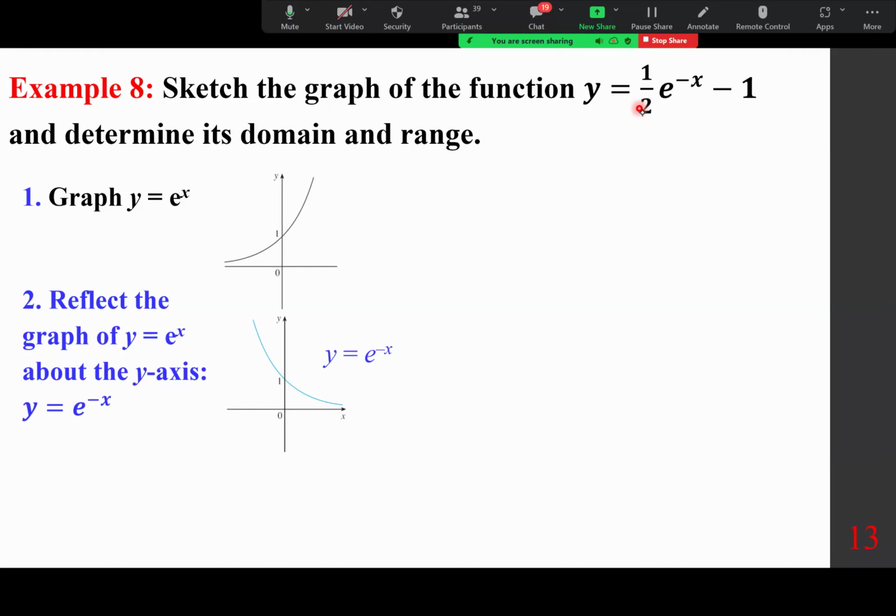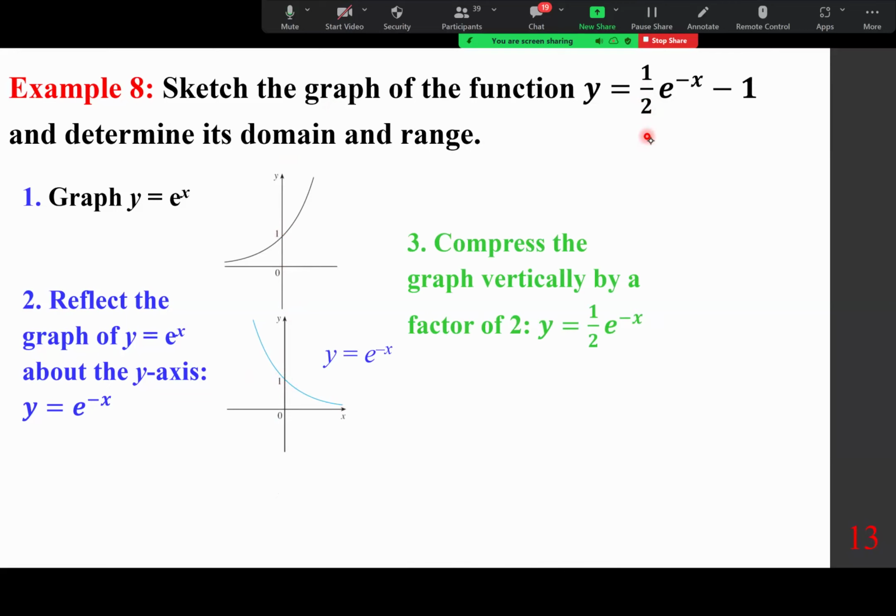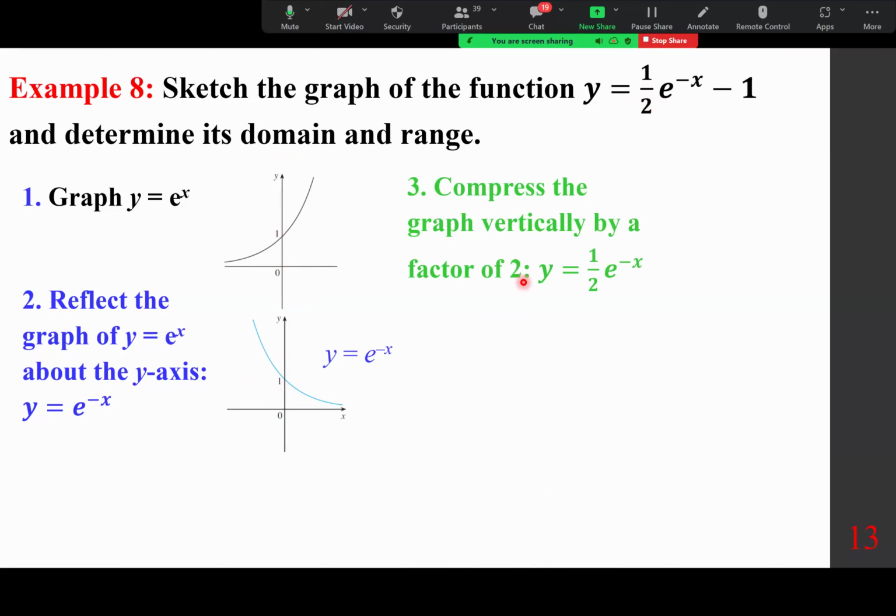Then we look at the half, so it's the same thing, but it's been compressed by a factor of 1/2. So for example, 0, 1 is here, 0, 1 is still here, but over here, when we apply the 1/2, so compress the graph vertically by a factor of 2, so y equals 1/2 e to the power minus x, that 0, 1 now goes to 0, 1/2. Let me just write this. 0, 1 becomes 0, 1/2.